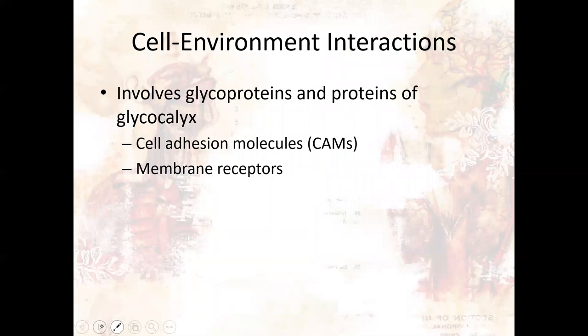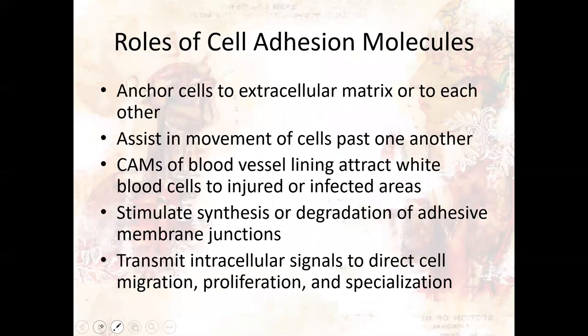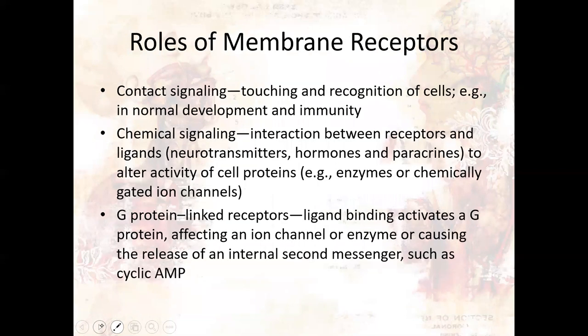More on potential later when we need it. The cell interacts with everything around it. We've got these cell adhesion molecules and the glycocalyx. Again, right now, I'm not overly concerned with this. Lots of things from membrane receptors, signaling, these G protein receptors, lots of chemical signals, and we'll talk about those once we get to the nervous system.